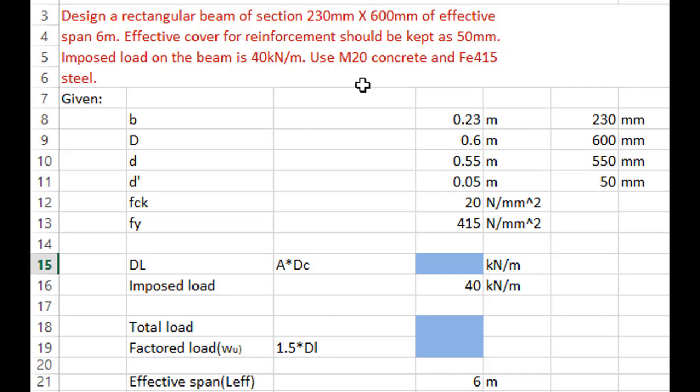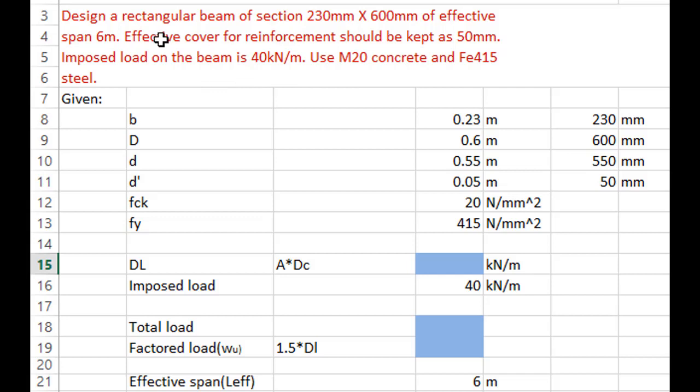Of doubly reinforced beam, wherein we are provided with a question: design a rectangular beam of section 230 mm by 600 mm of effective span 6 meter. Effective cover for reinforcement should be kept as 50 mm. Imposed load on the beam is 40 kN per meter, and by using the M20 concrete and Fe415 steel.